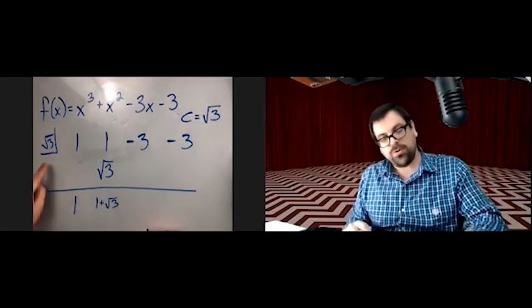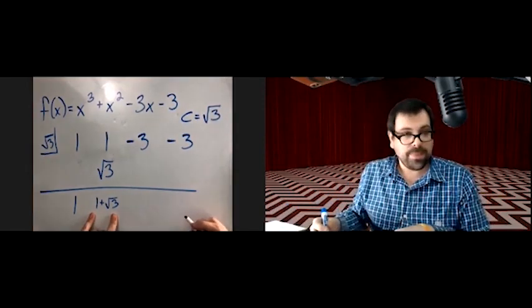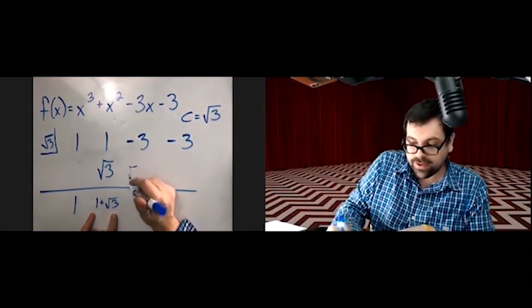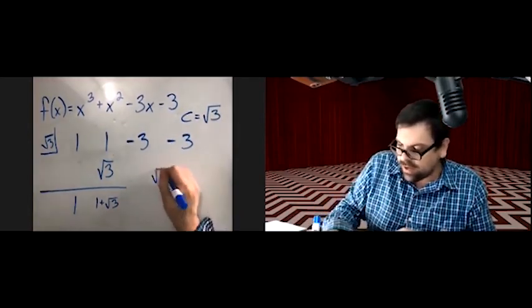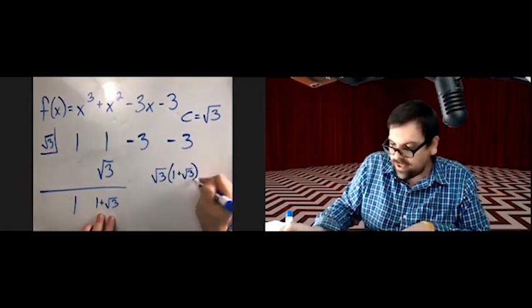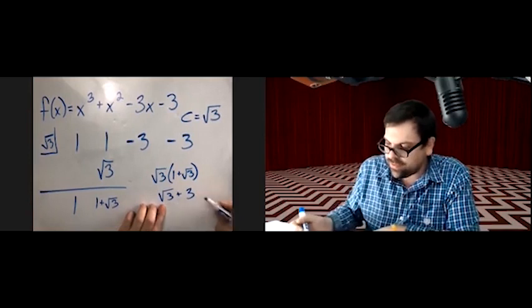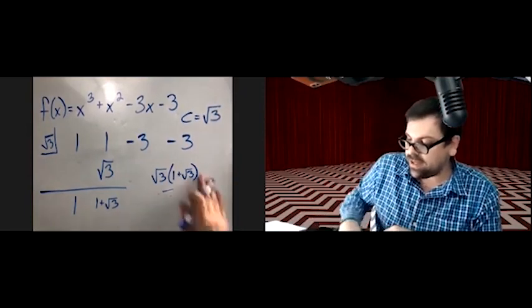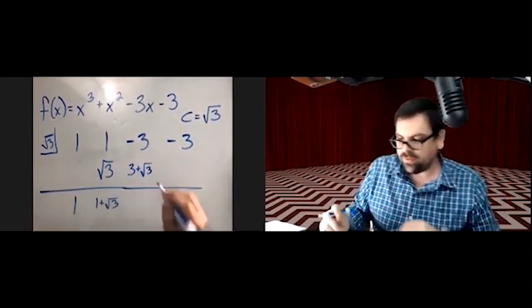Multiply. Radical 3 times 1 plus radical 3. Distribute. Let's actually write this out. So pretend we're in another space here. Radical 3 times 1 plus radical 3 would be radical 3 plus 3. Or written with the radical second, 3 plus radical 3. We're back. 3 plus radical 3.